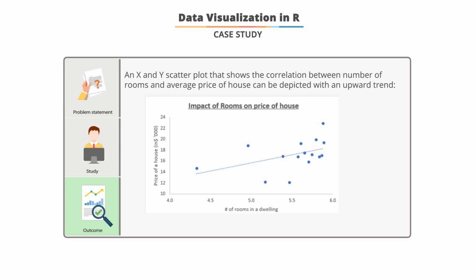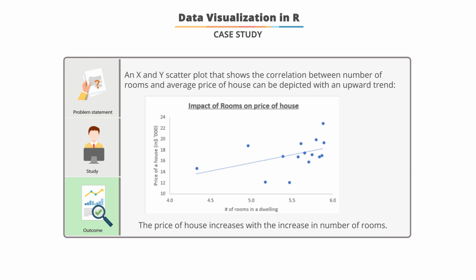And so these dots essentially represent the x and y points for each of these. So 4.3 will be associated with 14.7, 5.0 with 18.9. And so it's plotting each of these dots on this scatter plot. And then it's creating a line of best fit. And so this line of best fit is showing that there is an upward trend, in that the number of rooms in a dwelling tends to increase the price of a house.